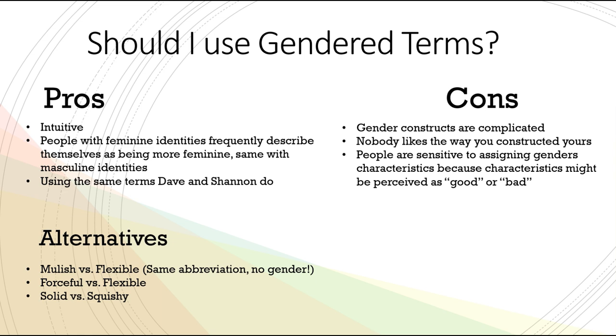So for example, you could use mullish versus flexible, uses the same abbreviation but no gender. There's forceful and flexible, or solid and squishy. I think all of those are perfectly fine. It's whatever works for you.